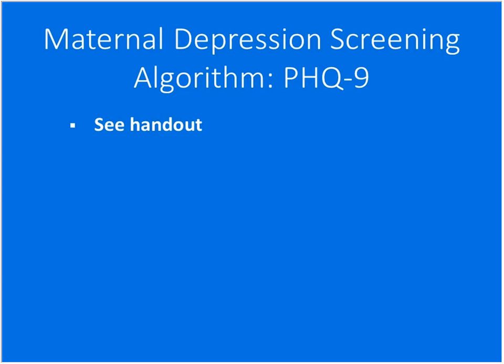Back to the algorithm though, it's recommended that for a score of 15 or greater, you make a referral. Now, if the score is less, there's a box there that says, does clinical judgment warrant further assessment?